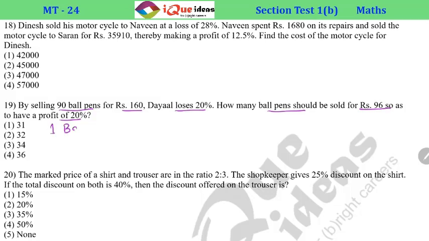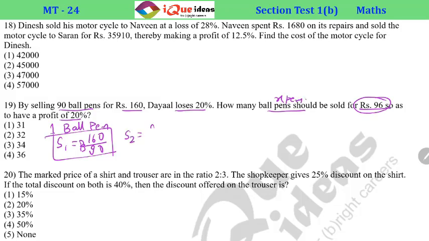So for one ball pen, the selling price in the first case, let's say S1, is equal to 160 rupees for 90 pens. So it is 160 divided by 90 rupees, right? Similarly, for the second case, it says 96 rupees and let's say there are X ball pens. So in the second case, the selling price should be equal to 96 divided by X rupees, right? So this is the price for one ball pen. In the first case, 160 upon 90. In the second case, 96 upon X.